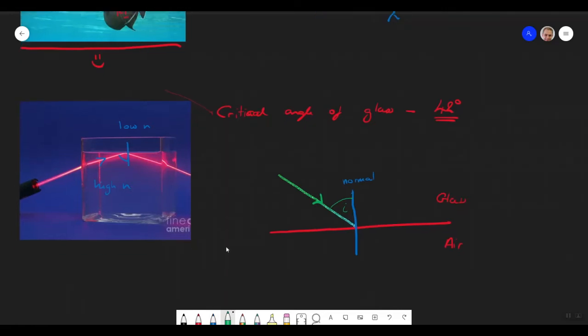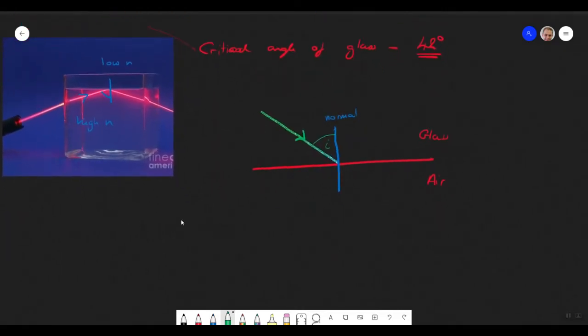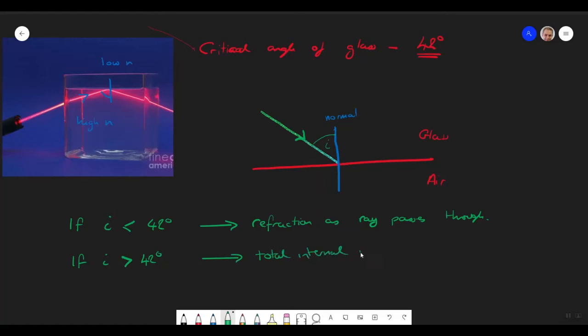So for glass, if the angle of incidence is less than 42 degrees, that leads to getting refraction as the ray passes through. If the angle of incidence is, however, greater than 42 degrees, then we get total internal reflection.